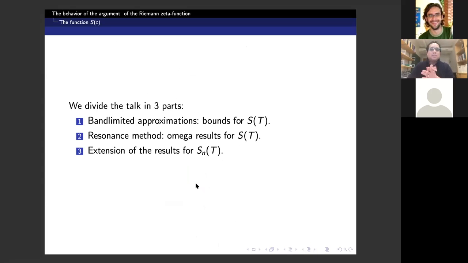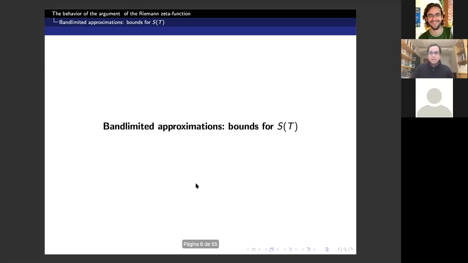So I will divide the talk, if we have time, into 3 parts. The first is to use band-limited approximation to obtain bounds for S(t). The second part is to use the resonance method to obtain omega results for S(t). And finally, if we have time, we will show extensions of these results for functions called S_n(t). We start with band-limited approximations.